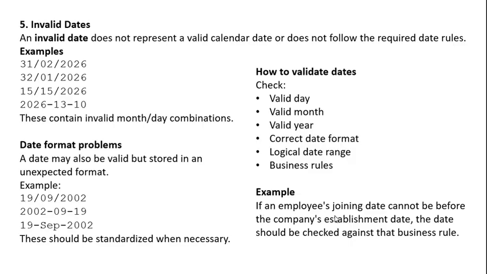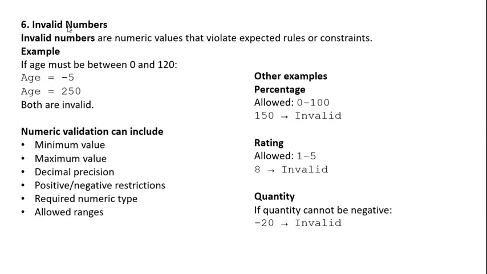For example, if an employee is joining, the date cannot be before the company's establishment date, and the date should be checked against that business rule. And invalid numbers are numerical values that break the expected rules and constraints. For example, age must be between 0 and 120, and an age like -5 or 250 is invalid.